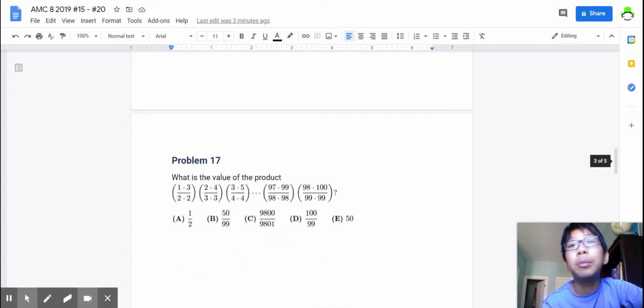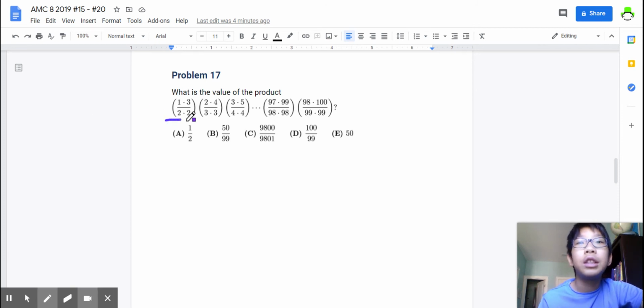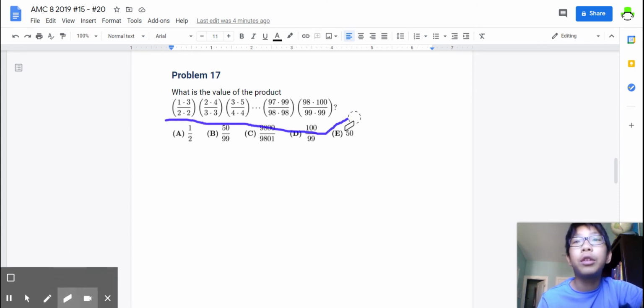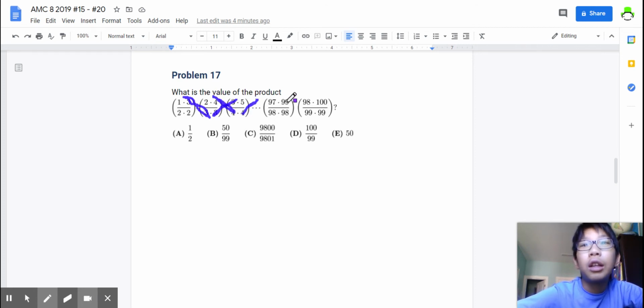Now we move on to problem 17. Problem 17 says, what is the product of this huge bunch of fractions? And this looks tricky at first, but we can realize something pretty interesting. For example, we can take these threes, and we can realize that these two threes cancel out, and these two threes cancel out. These two fours cancel out, and these two fours cancel out. And then all the way to here, this 98 and that 98 cancel out, and these 98 cancel out.